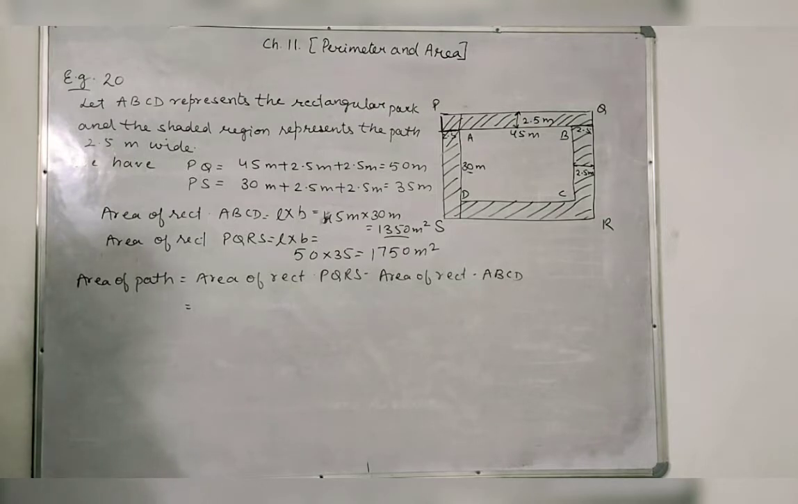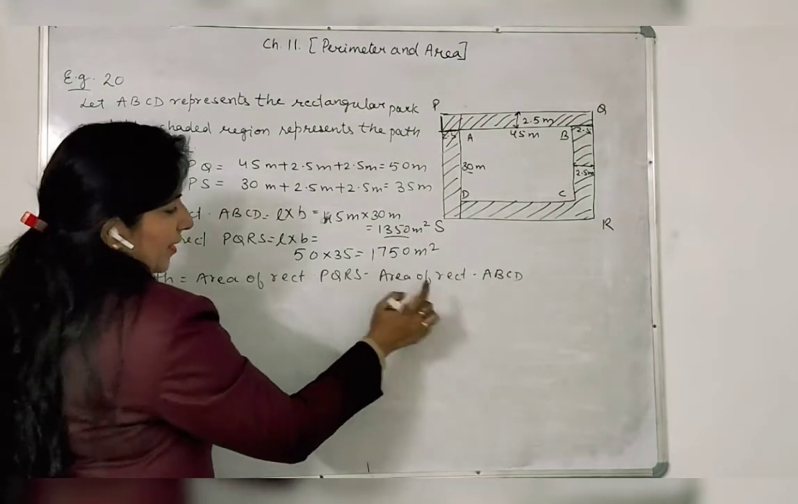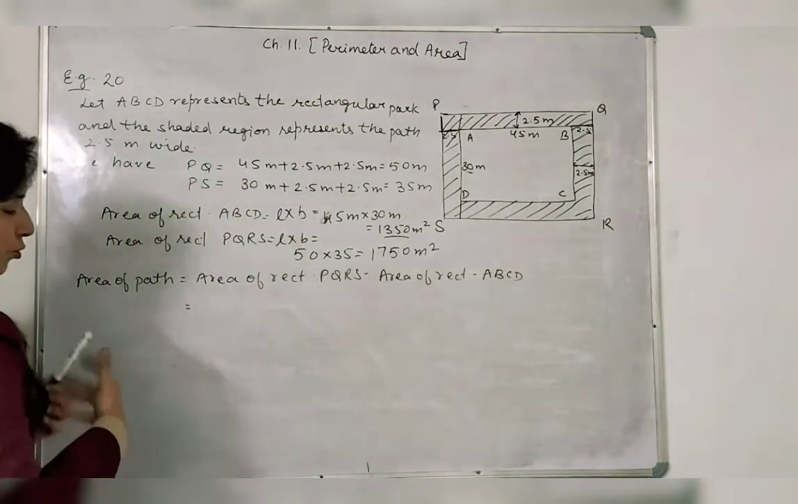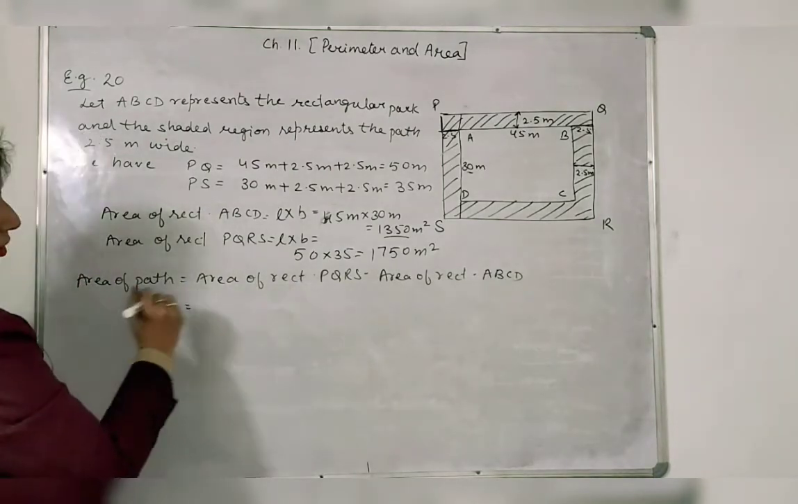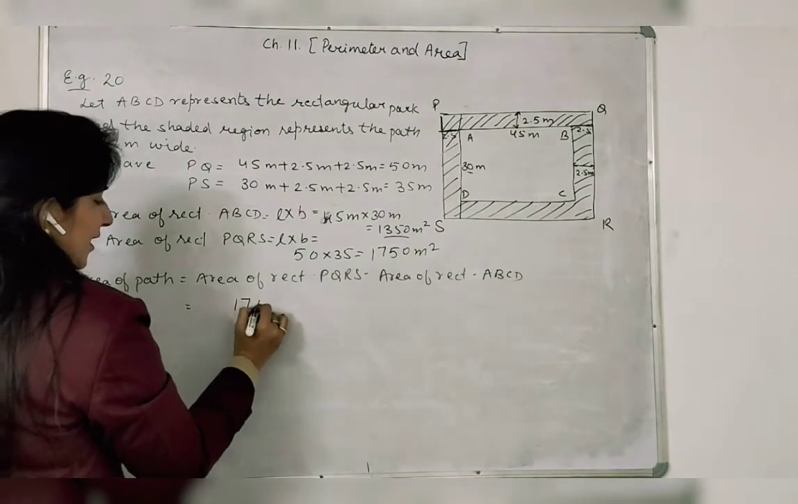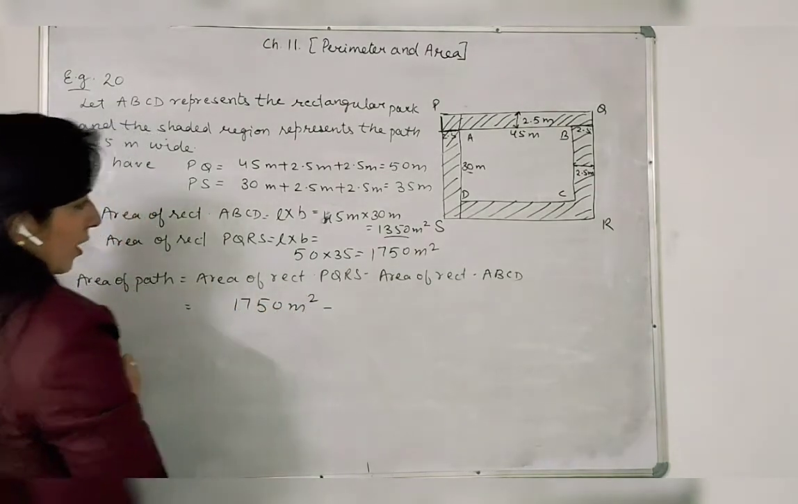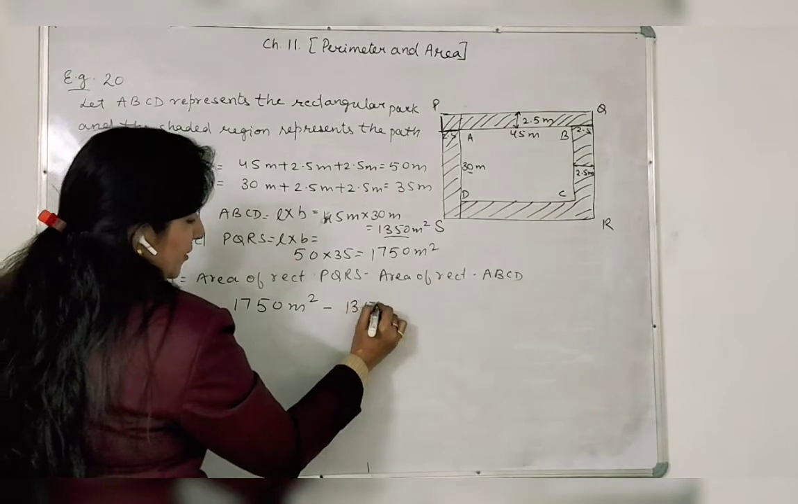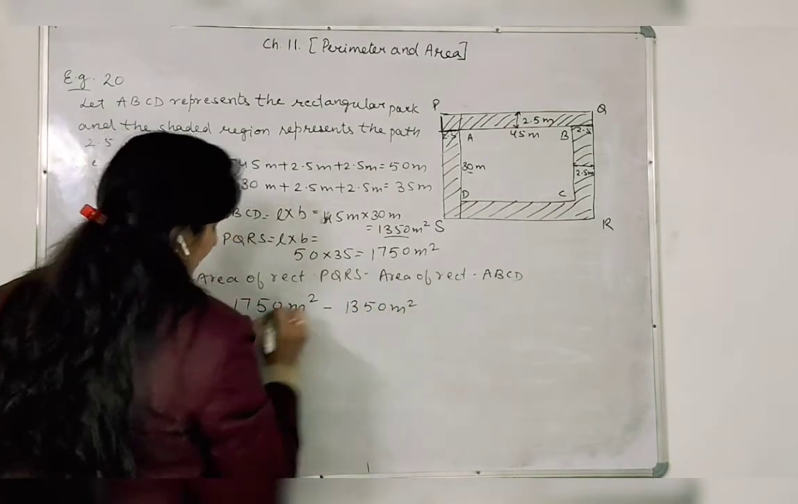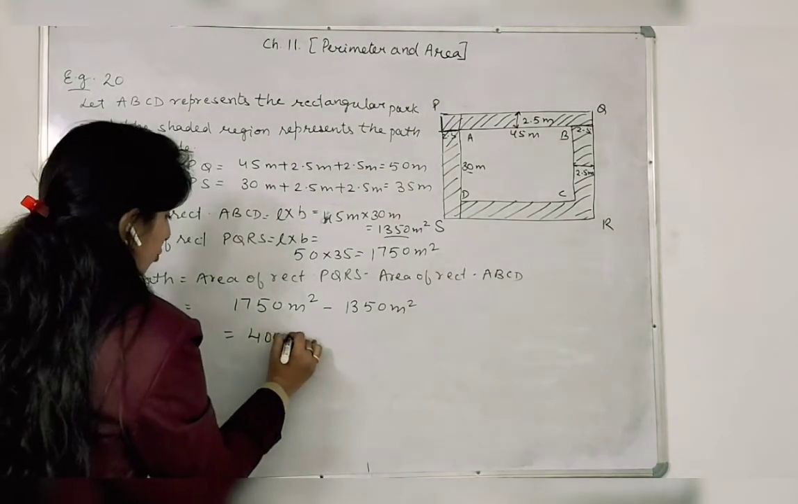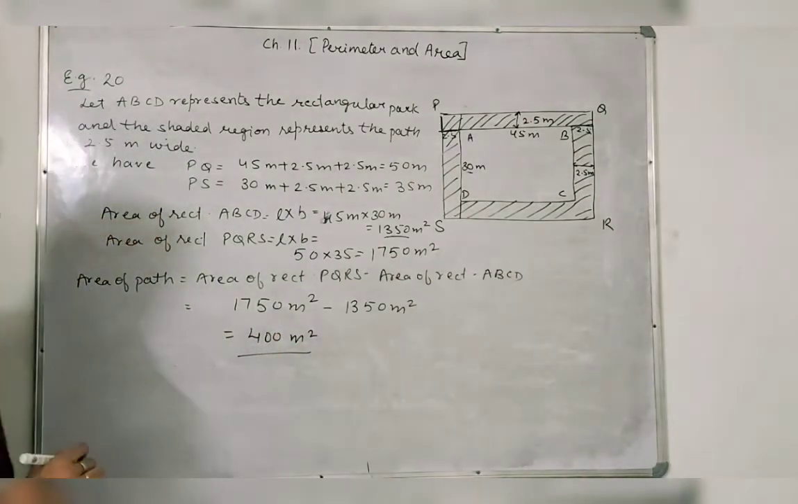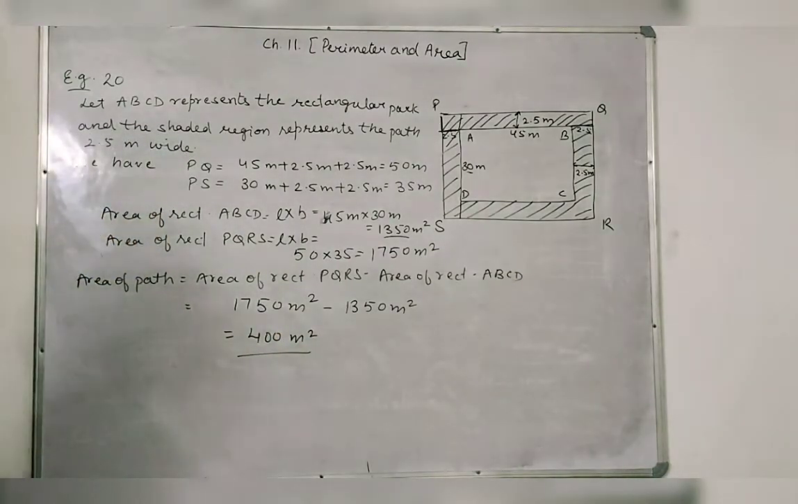Now area of the path we need to calculate. So how? Area of rectangle PQRS minus area of rectangle ABCD, if we do, then we can calculate the area of the path. So area of rectangle PQRS we have just calculated, 1750 meters square, minus 1350 meters square, which is the area of rectangle ABCD. After subtracting this, we get the result as 400 meters square, which is the area of the path.